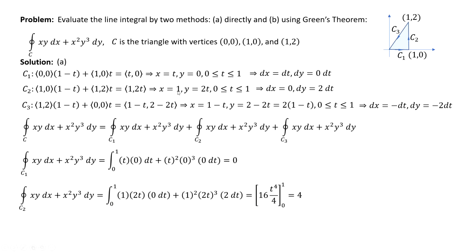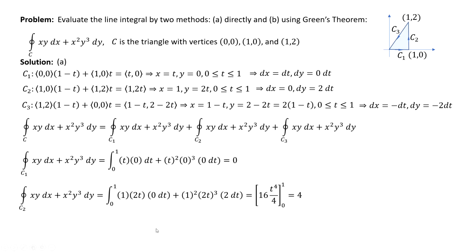X is 1, y is 2t. Let's keep that in mind. X is 1, y is 2t, dx is 0 dt, dy is 2 dt. So 1 times 2t times 0 dt, plus 1 squared times 2t the quantity cubed times 2 dt. All of this, folks, if this integral goes to 0, what are we left with? The 2 cubed is 8, 8 times 2 is 16, 16t cubed dt. The integral of t cubed is t to the 4 over 4, so 16t to the 4 over 4, from 0 to 1, that's just going to be 4.